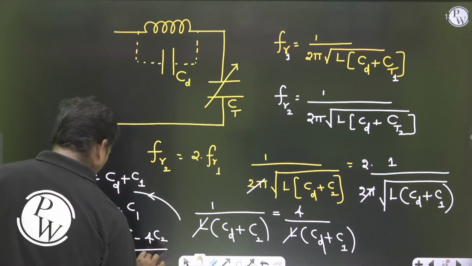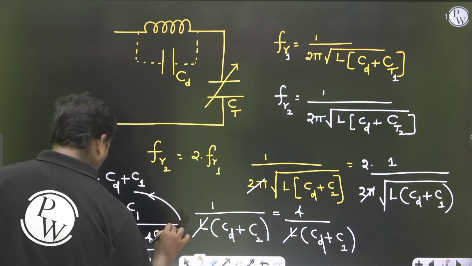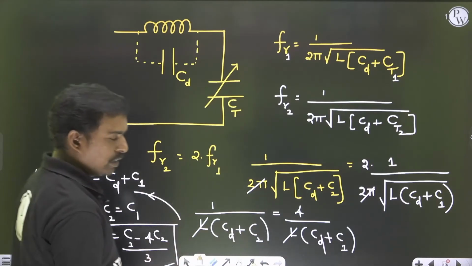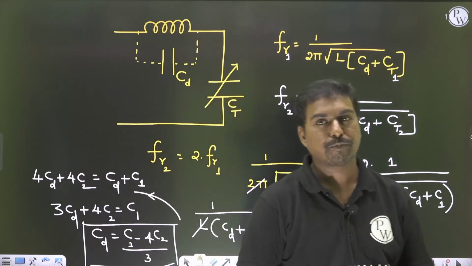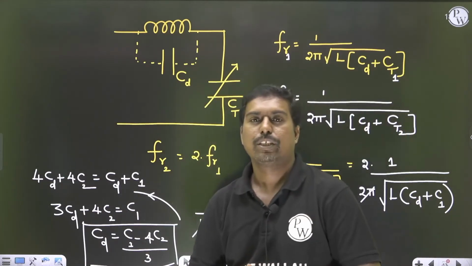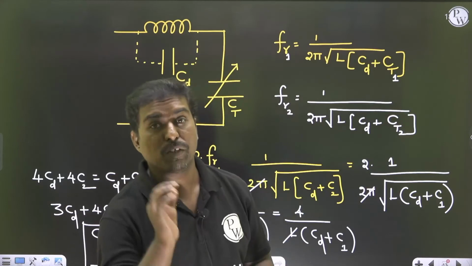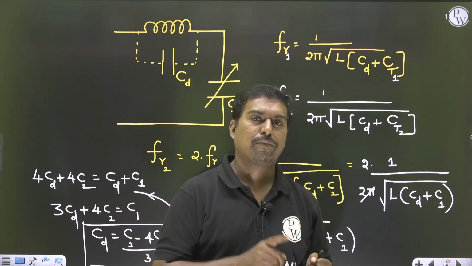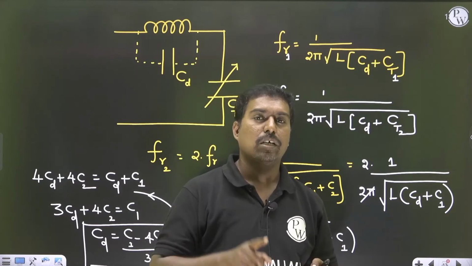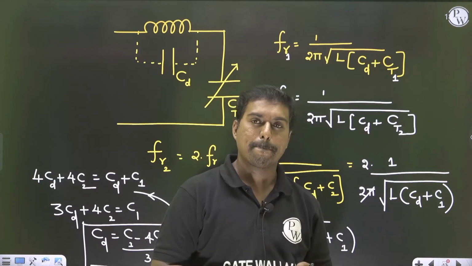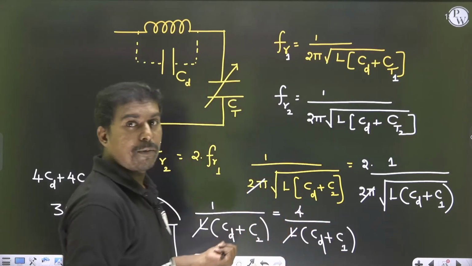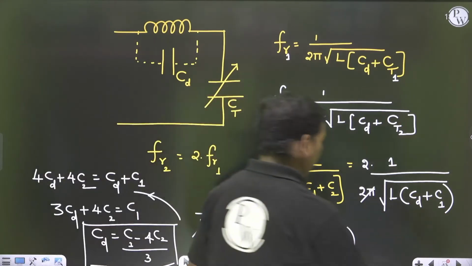That is the distributed capacitor, one of the important parameters. We can find out the inductance of the coil, we can find out the effective resistance of the coil, we can find out the Q factor of the coil, and we can also find out the distributed capacitor. Let us move to the next question.